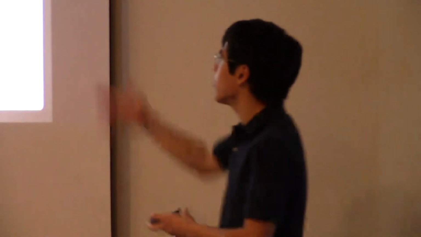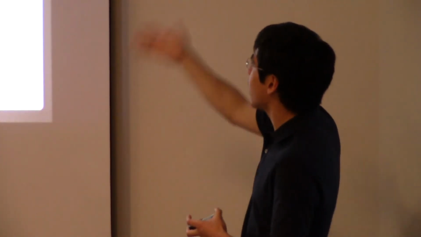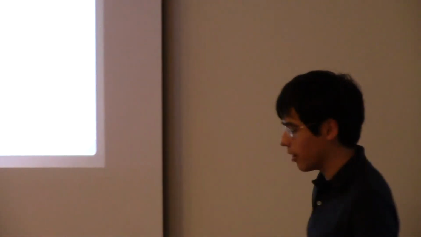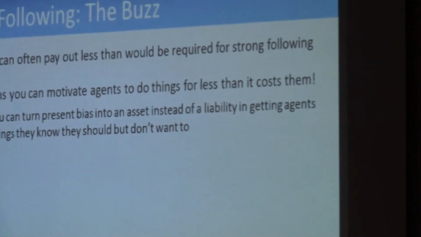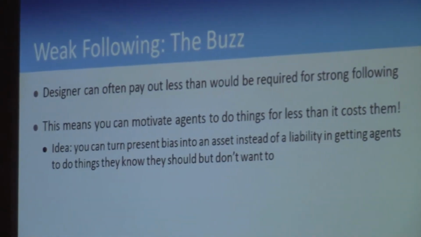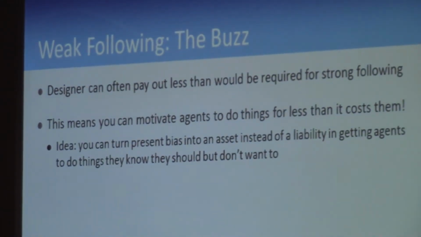Essentially what you're going to do is turn present bias, instead of a liability like in the paper I was inspired by, which was showing how agents can behave badly and make inefficient choices, into an asset, making it easier for people to motivate agents to do the right thing.